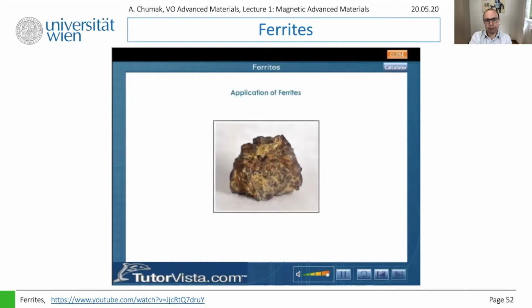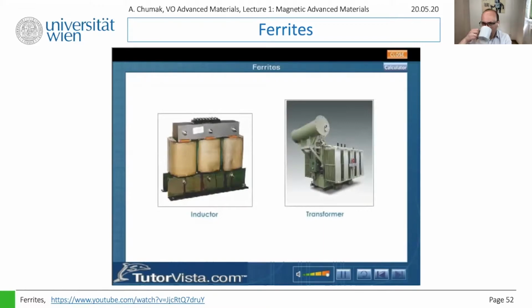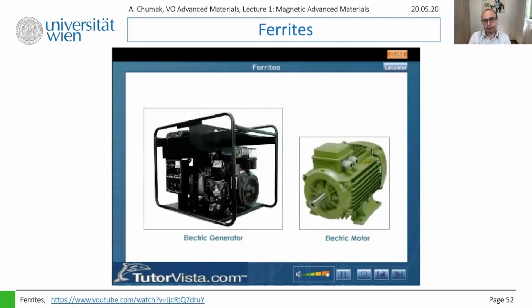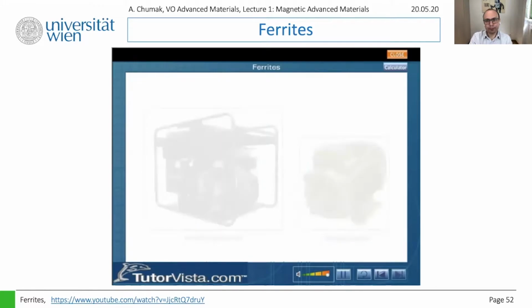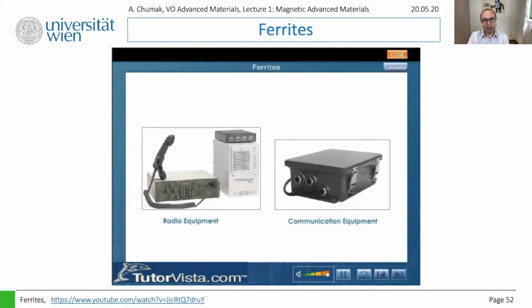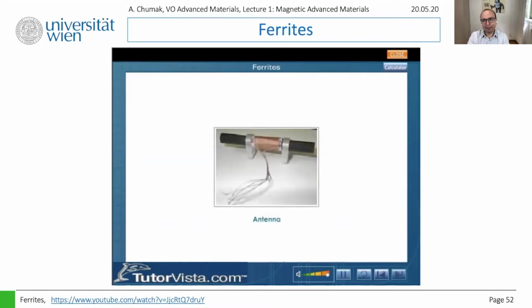Let us now discuss the important applications of ferrites. Ferrites are used as cores for inductors and transformers. Electric generators and electric motors use fixed magnets, and ferrites are ideal for these applications. Cassette and videotapes use a ferrite-coated plastic base to record the signal. They are used in radio and communication equipment, microwave devices, and in digital computers. A ferrite rod is inserted into a coil of wire acting as an antenna to concentrate the electromagnetic energy into its core.